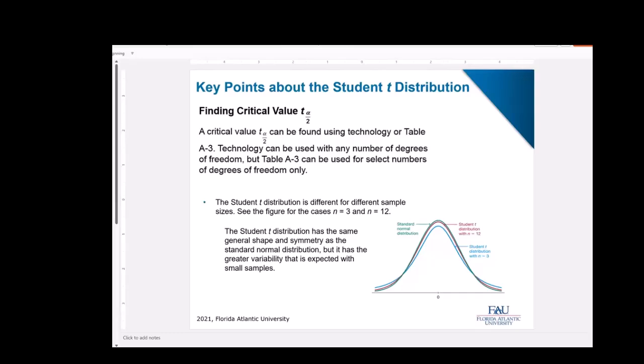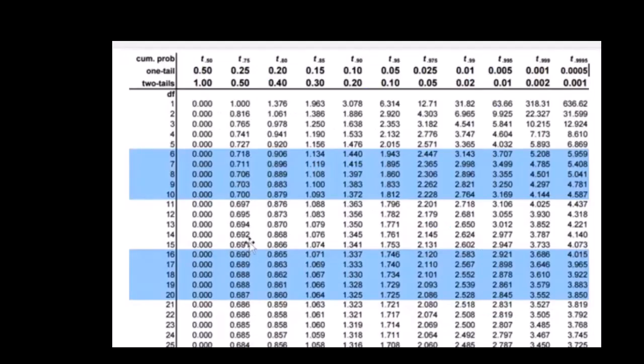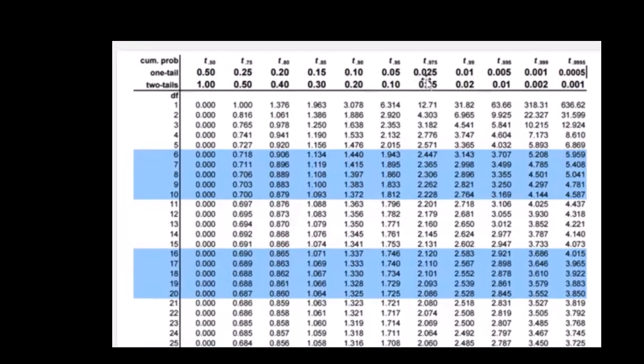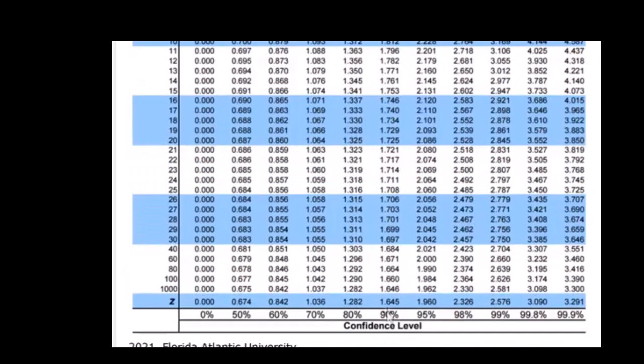If we want to find the critical value, t sub alpha over 2, we can either use technology, which is what we're going to use, or we could use a table. And I do have a table here. This is what a t-distribution table would look like. If I had alpha over 2 is equal to 0.025. Down here, notice we have our confidence levels. These are the most standard, 90, 95, and 99.